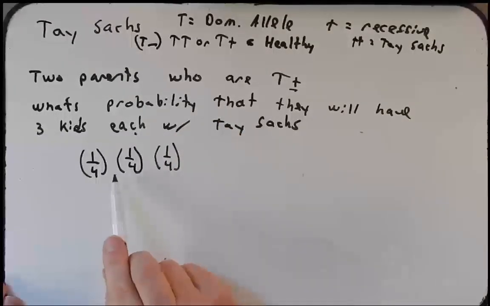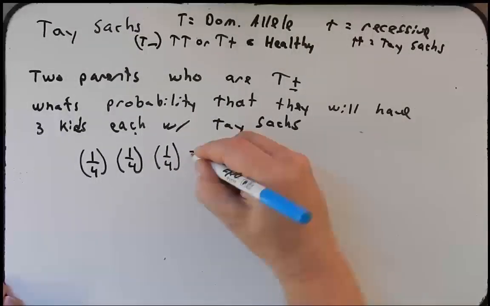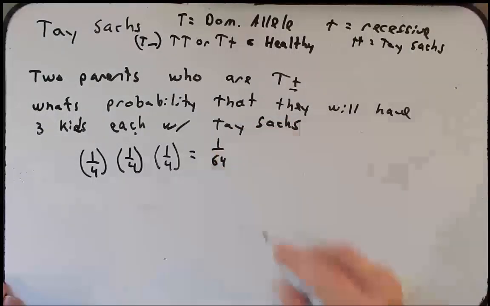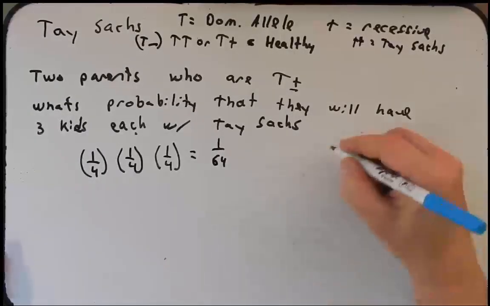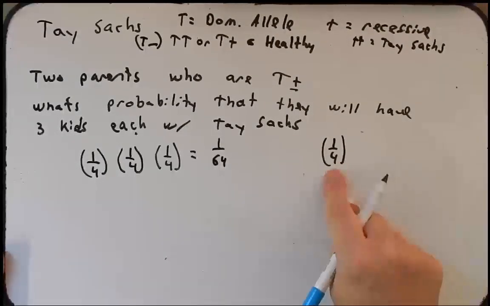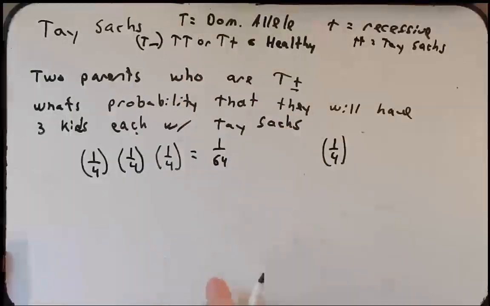Again, we're going to apply the multiplication rule because these are independent events. So the probability that they're going to have 3 kids with Tay-Sachs is 1/64. Now, if I were to ask you, what's the probability that their next child will have Tay-Sachs? That, again, is going to be 1/4. Each new event is going to be independent. So each new event will be 1/4, or 3/4 if we ask what's the probability that it will be healthy.